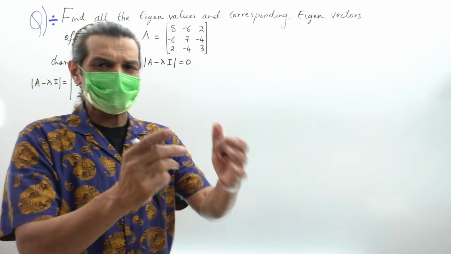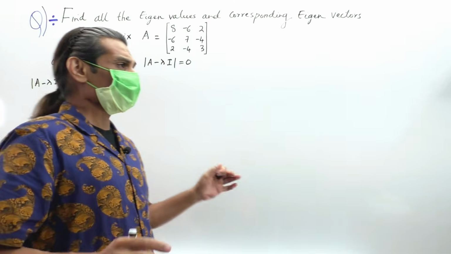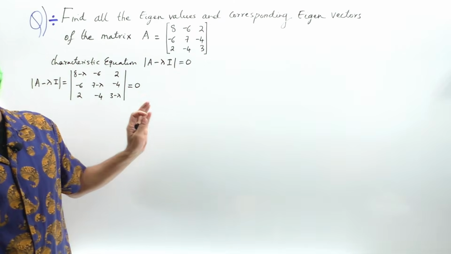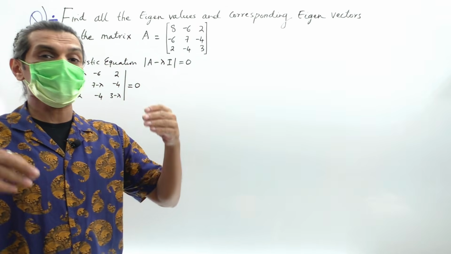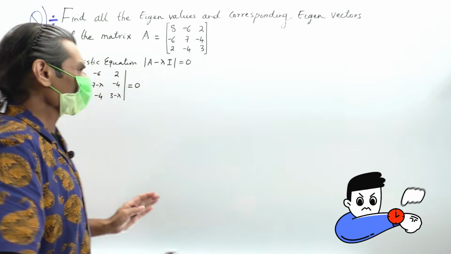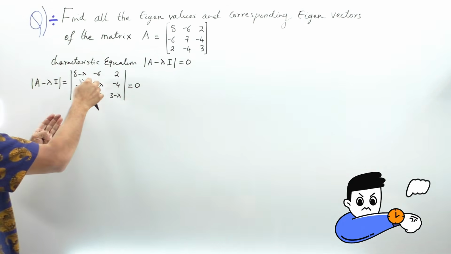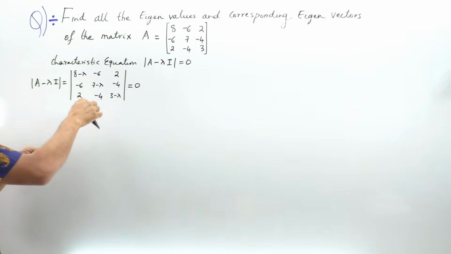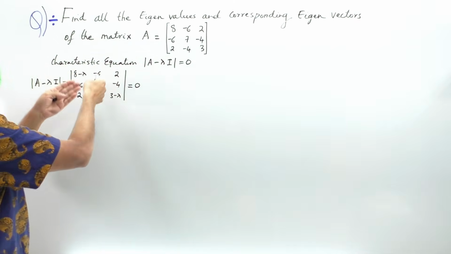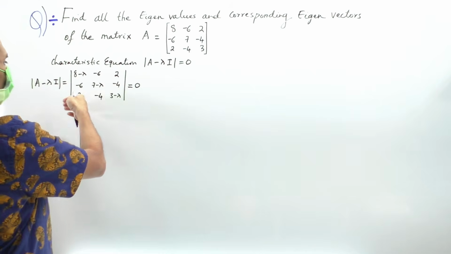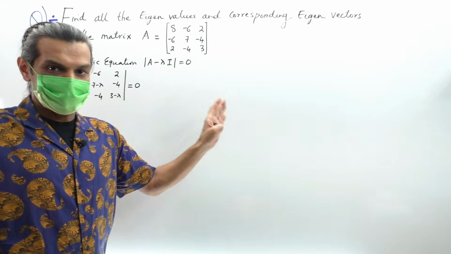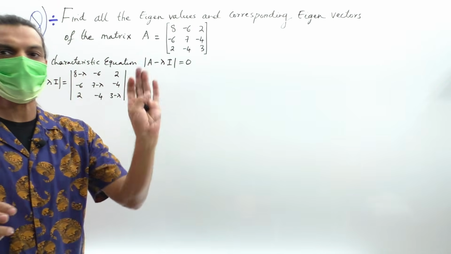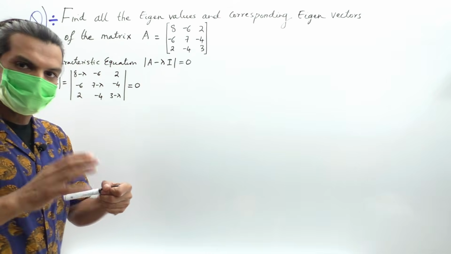There is a traditional method of doing it, in which you will simply waste 15-20 minutes of time and mostly you will get wrong answers. That is, plus 8 minus lambda into 7 minus lambda into 3 minus lambda minus 16, and so on. It's a waste, so I'll show you a simple shortcut method. Simply use this formula I show here.